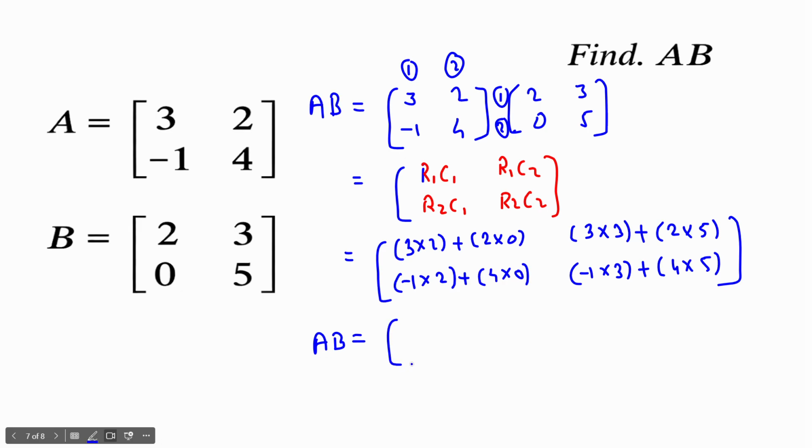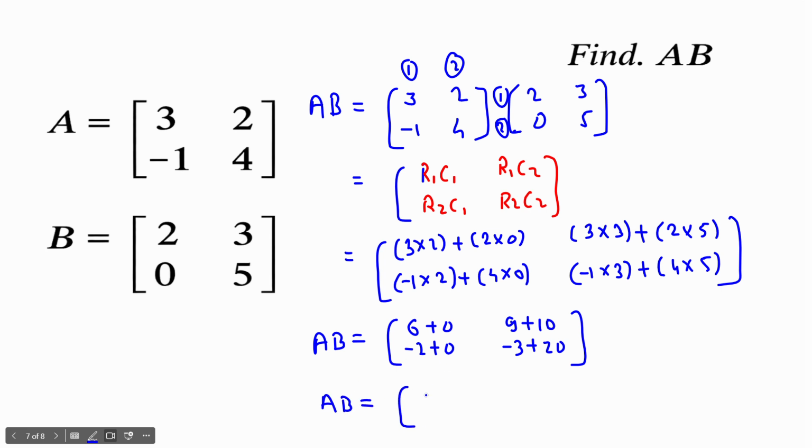So the AB matrix is equal to, now the next step is you have to simplify it. So 3 times 2 will be 6, plus 2 times 0 will be 0, 3 times 3 will be 9, plus 2 times 5 will be 10, then minus 1 times 2 will be minus 2, plus 4 times 0 will be 0, minus 1 times 3 will be minus 3, and plus 4 times 5 will be 20.